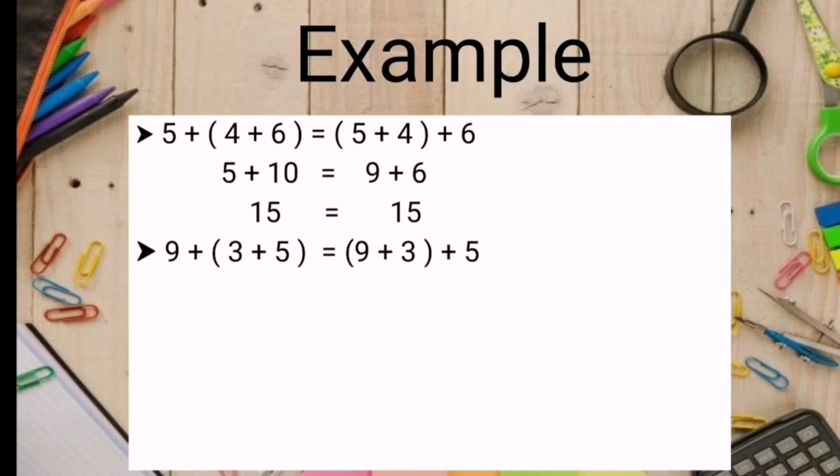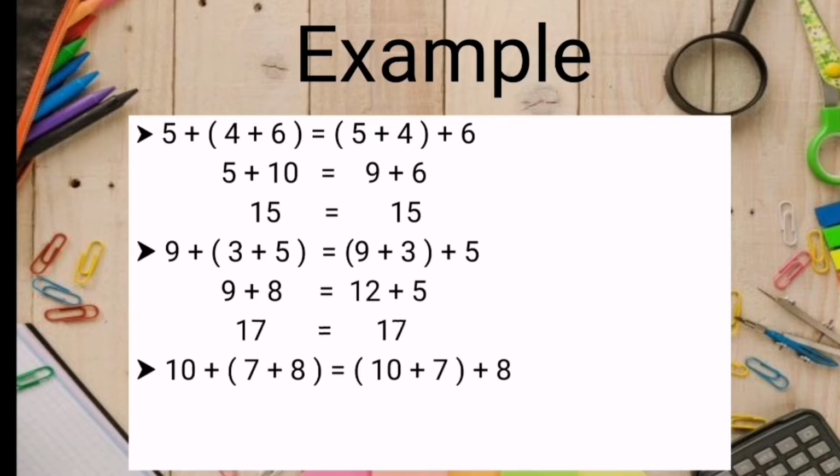9 + (3 + 5) is equal to (9 + 3) + 5. Add first the numbers in the parentheses. So 3 + 5 is equal to 8, then 9 + 3 is equal to 12. So 9 + 8 is equal to 12 + 5, then the answer is 17. Another example is 10 + (7 + 8) is equal to (10 + 7) + 8. So 7 + 8 is equal to 15, then 10 + 7 is equal to 17. 10 + 15, then 17 + 8. So the answer is 25.